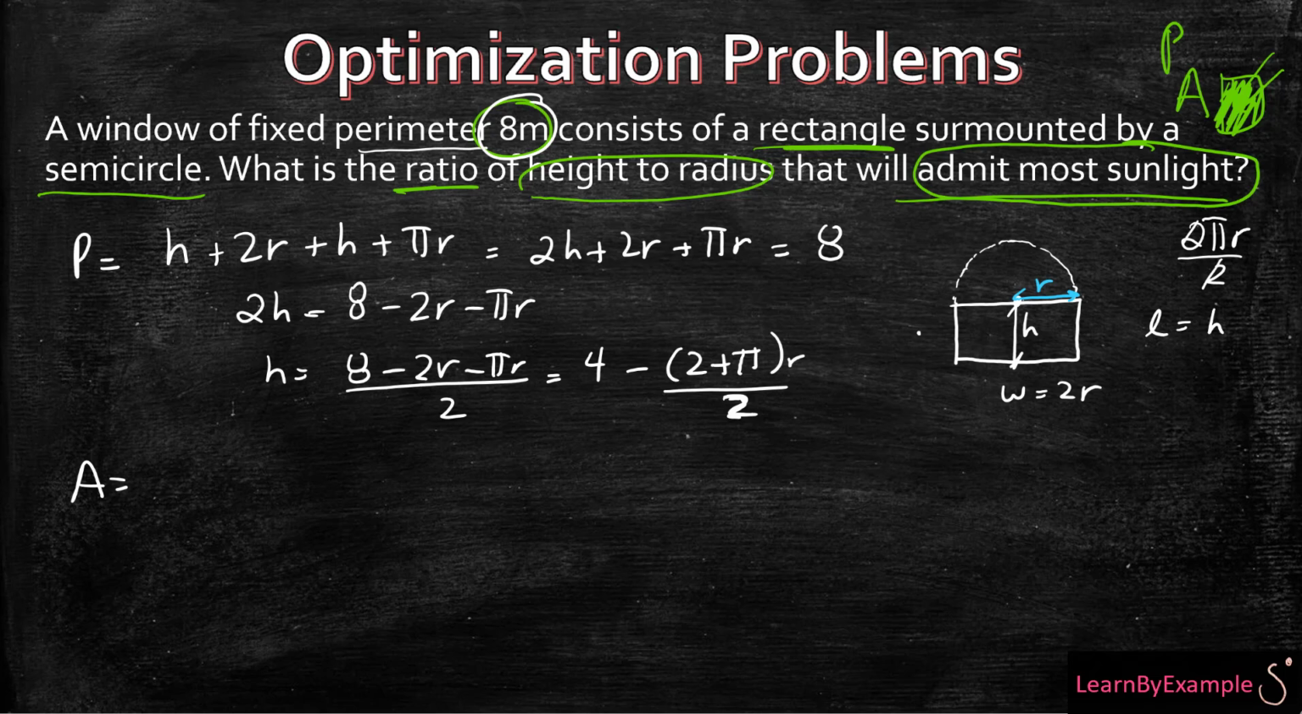So let's write the area equation. It's going to be the area of your rectangle plus the area of your semicircle. So in this case, your length times width, so it's h times 2r, right? That's the area of a rectangle, plus, you know that the area of a circle is pi r squared, but in this case, it's half. So it's half pi r squared.